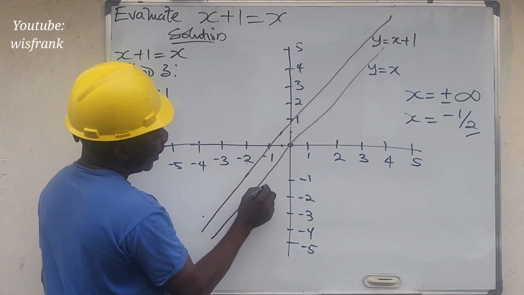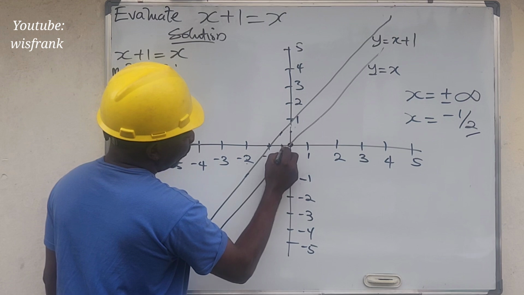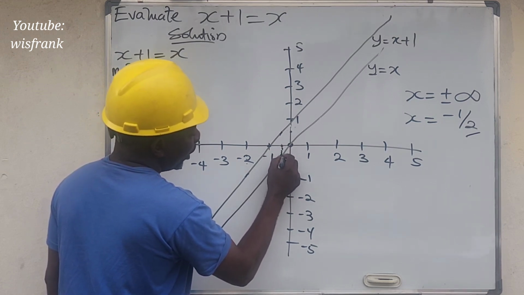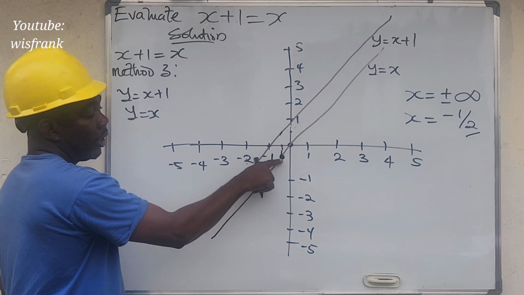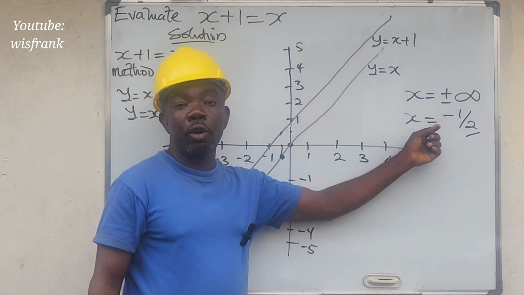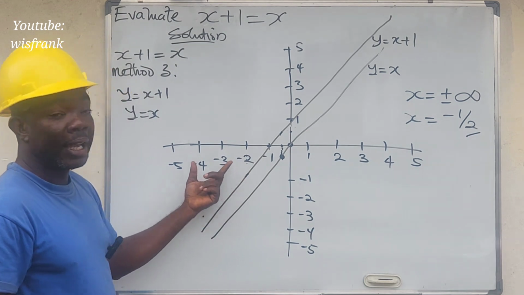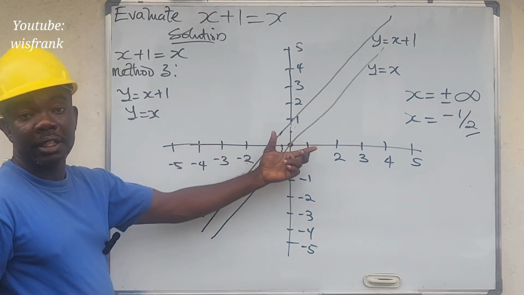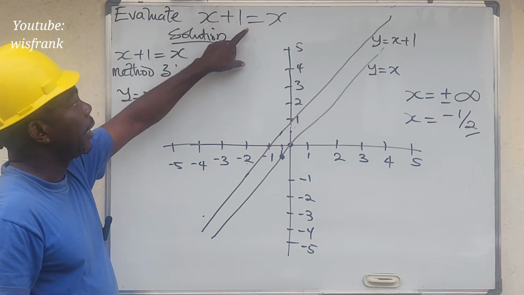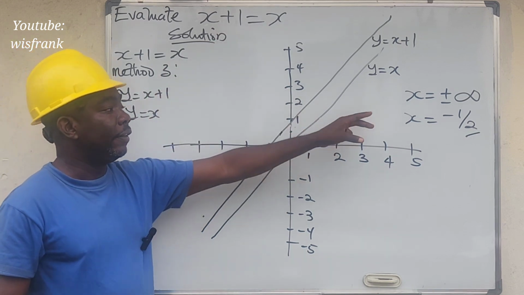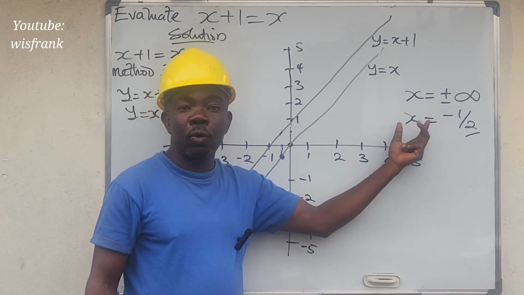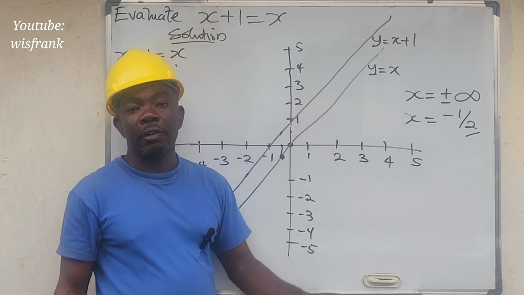You can look at there, minus 1 all over 2 is this way. So it can cut across here. So at this point, it will meet this line on this graph. So you can see that x equals to minus 1 all over 2 also satisfy the solution for this equation. So x plus 1 equals to x, and the value of x equals to plus or minus infinity, or x equals to minus 1 all over 2.